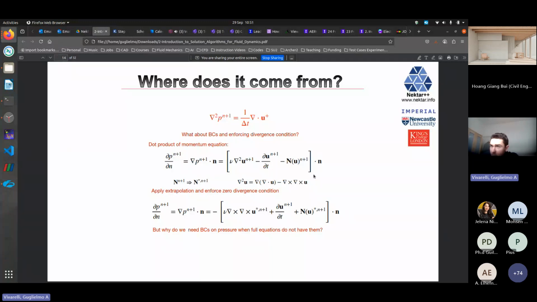Now, using a vector calculus identity, you can write the Laplacian of the velocity vector as the gradient of the divergence minus the double curl, if you will, of the velocity vector. If we set the velocity divergence to 0, we end up with the Laplacian of U being equal to minus the double curl of the velocity. Okay, so this results in the equation at the bottom, where I now have my pressure gradient quantity at the next time step as a boundary condition equal to a set of parameters on the right-hand side.